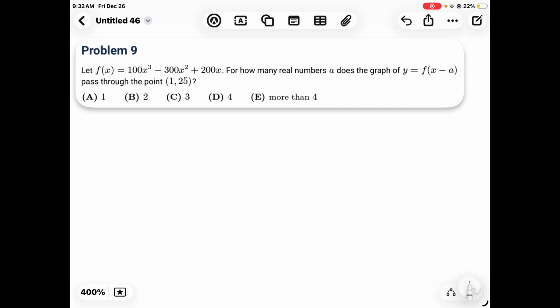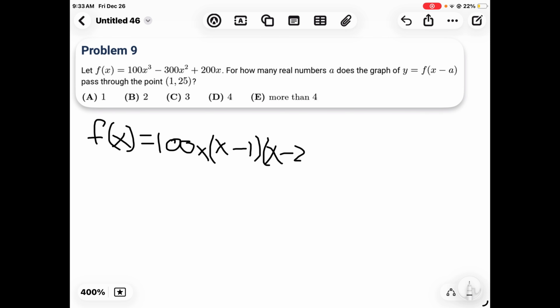Problem 9. Let f of x equal to 100x cubed minus 300x squared plus 200x. For how many real numbers a does the graph of y equal to f of x minus a pass through the point 1, 25? So first of all, we will factorize f of x. So first we take 100 out and x. So we have 100x, and then we have x minus 1, x minus 2.